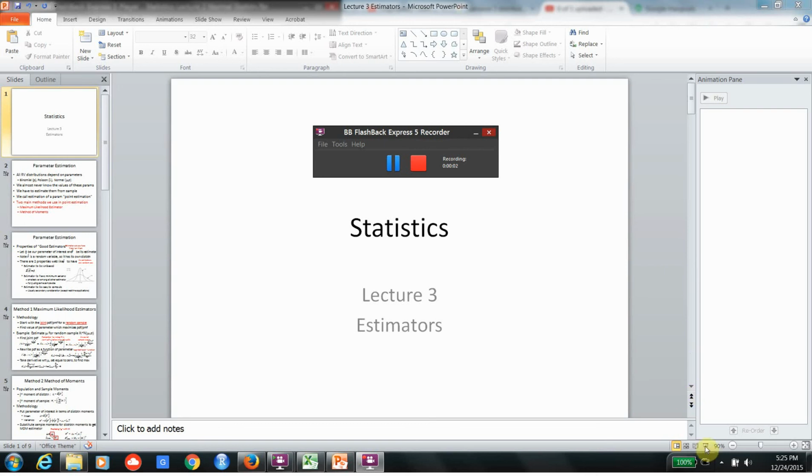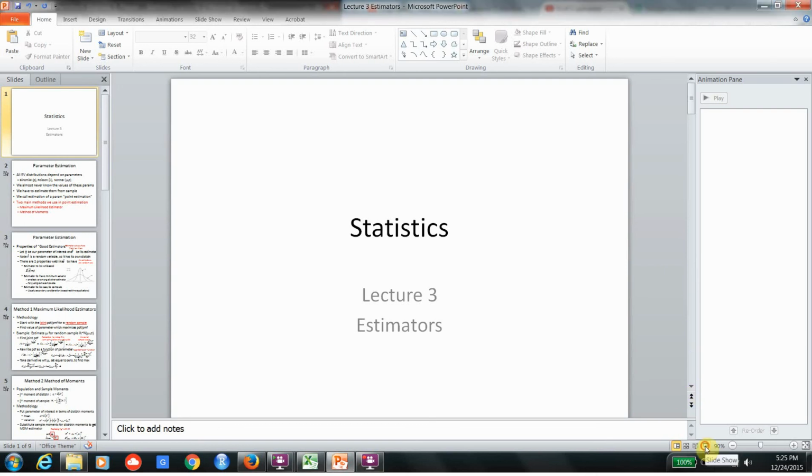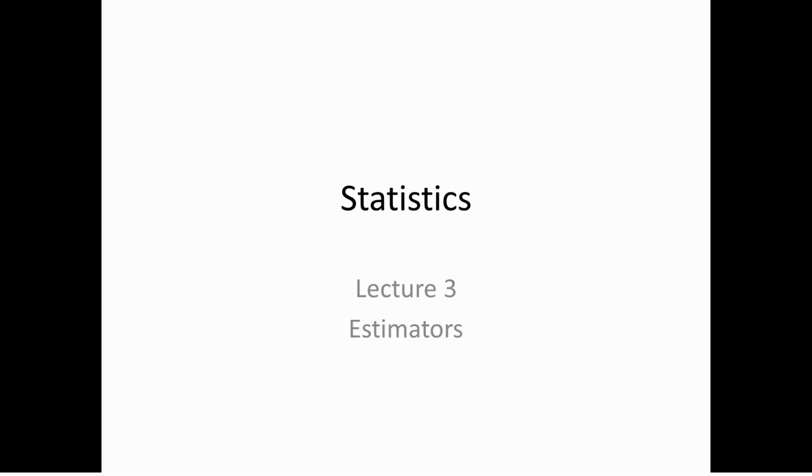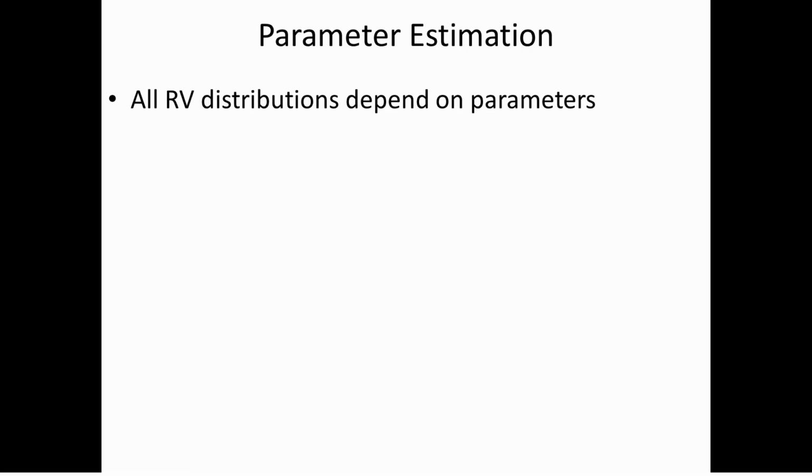One of the things that we very often want to do in inference is estimate the value of a parameter. This boils down to the question of how we get estimates for parameters. The first thing you have to understand is that all random variables have distributions that depend upon parameters.